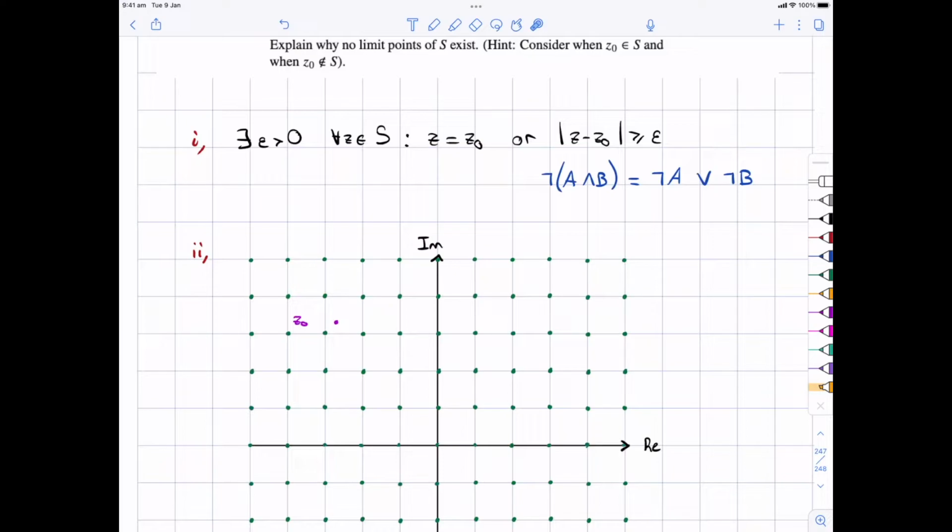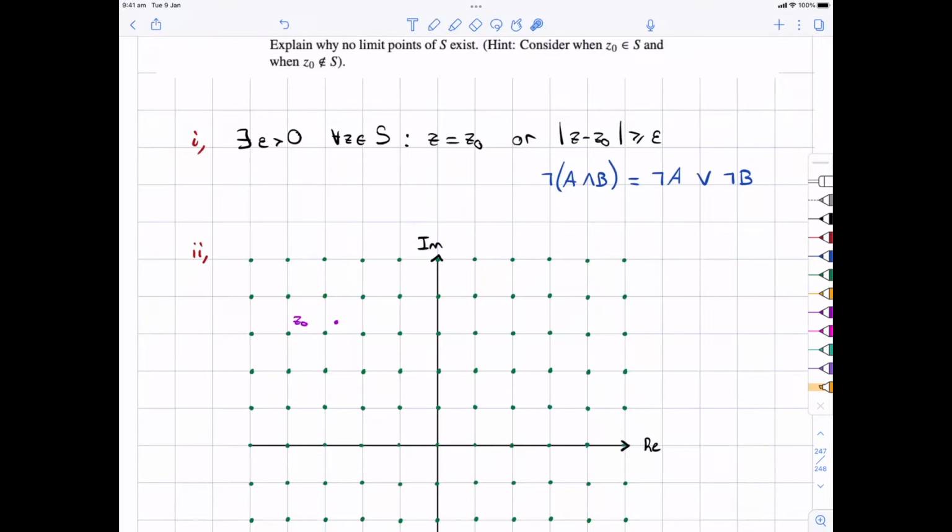Okay, so let's now try to understand exactly what we're trying to show. I'm trying to show that I can find a value of epsilon, because I only have to show that there's one of them. That's what there exists means. I have to show that there is at least one value of epsilon, such that for all values of z in S, that means for all of these green points that I've got, I can draw a circle so that all of those green points are outside of my circle.